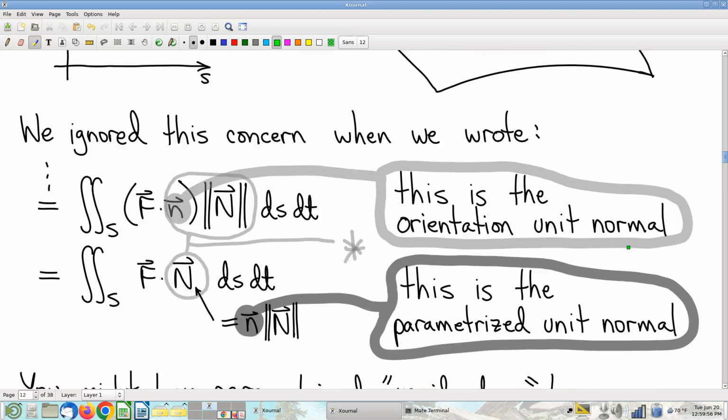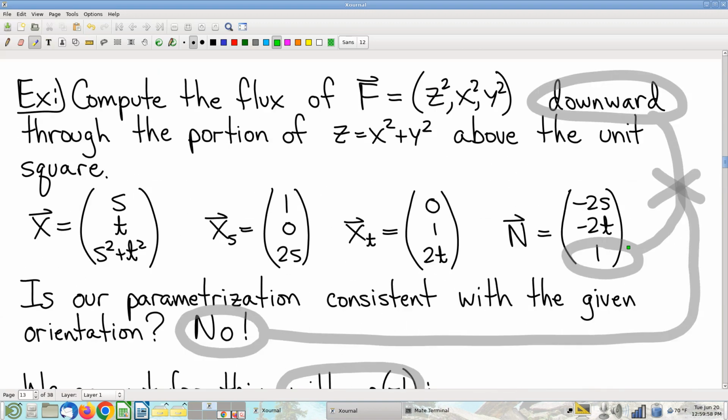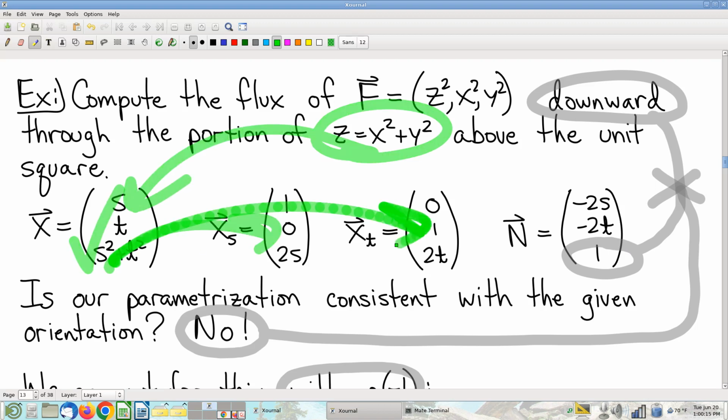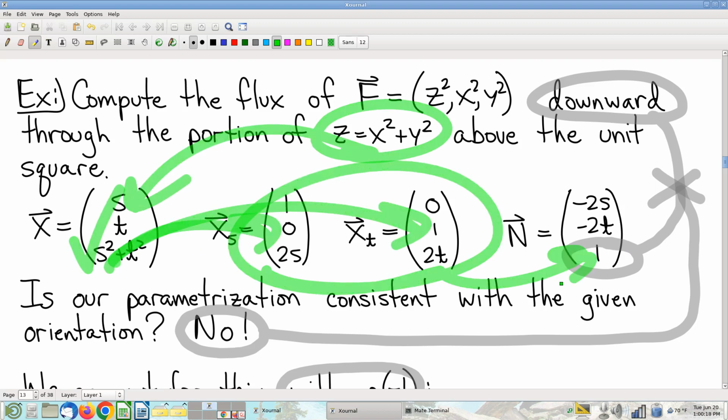Now I've arranged it to where we're going to get unlucky instead of lucky. And I'm going to point out here how to identify when you've gotten unlucky and how to fix it when you've gotten unlucky. So here you go. Let's see here. Graph, parameterization, partials, cross product, all that's the same. Nothing changed there.